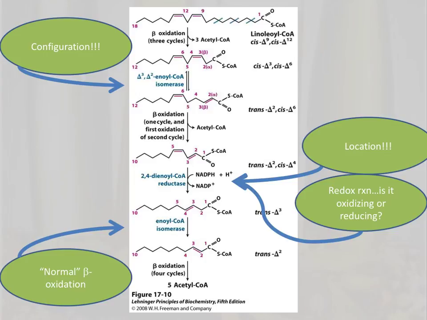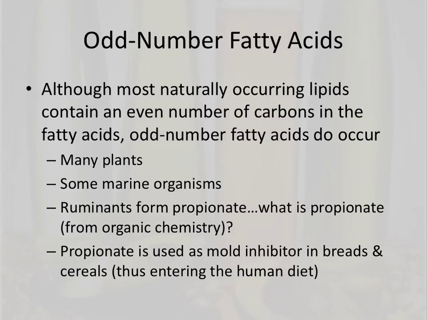They all had even numbers, but there are odd number fatty acids, which are rare. Plants and some marine organisms have this. Okay. Ruminants, what's a ruminant? I don't know if anyone's had zoology. Right, they chew it and they throw it up and chew it and throw it up, so it's cows, sheep, things like that.